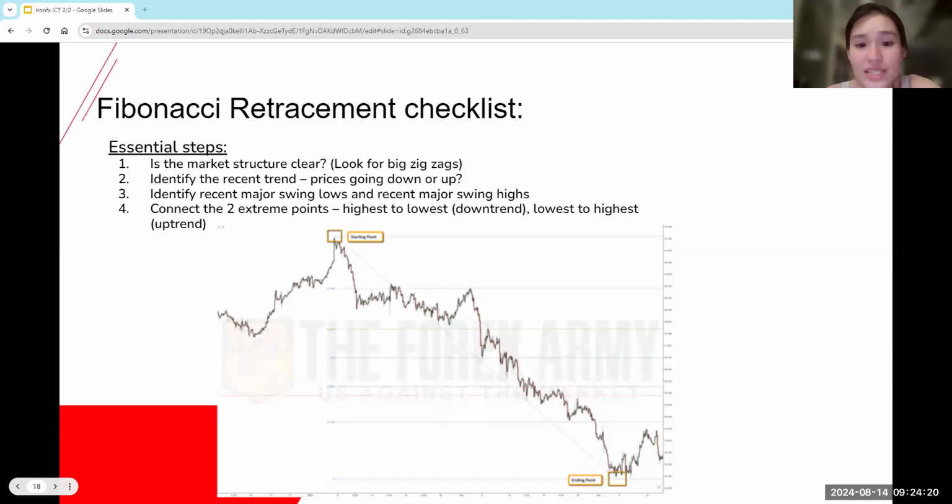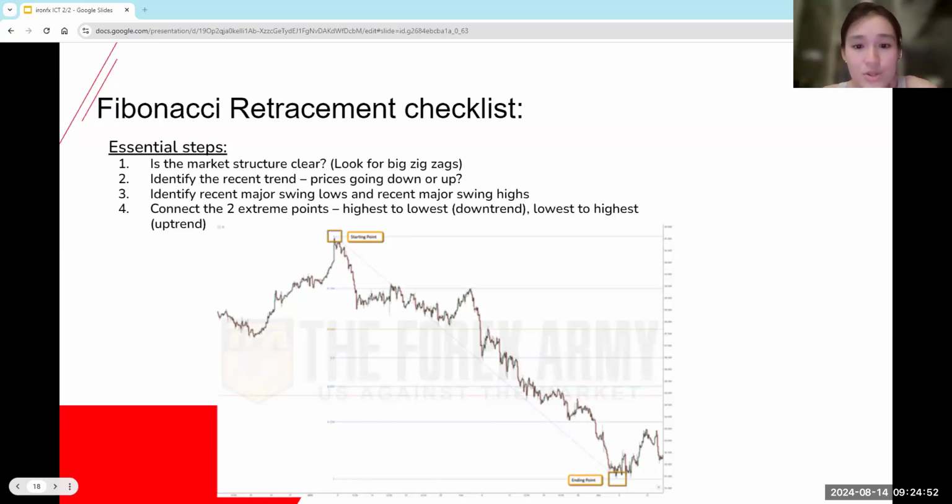Next, we want to identify the recent trend. So is price moving in an uptrend or a downtrend? It's important to always follow the general trend. If price is moving in an uptrend, we would go in for a buy. If it's going in a downtrend, we're going for a sell. Unless, of course, you have analyzed it and you have very compelling reasons that you think price is going to reverse or bounce off a specific level. Otherwise, we'll follow the trend.